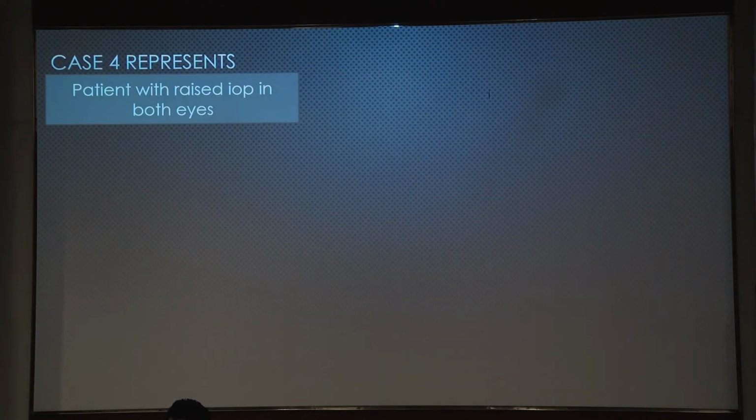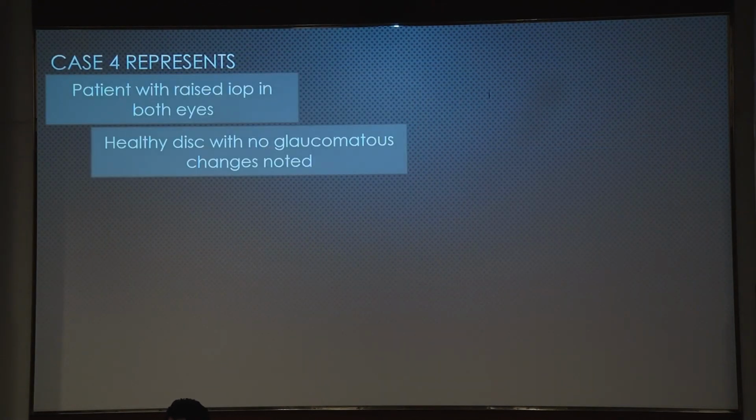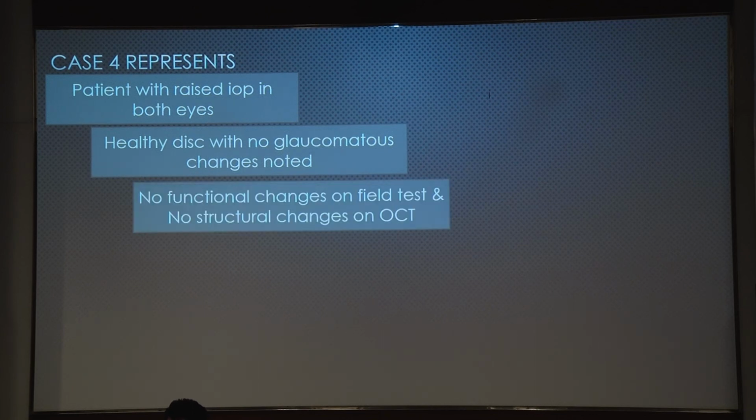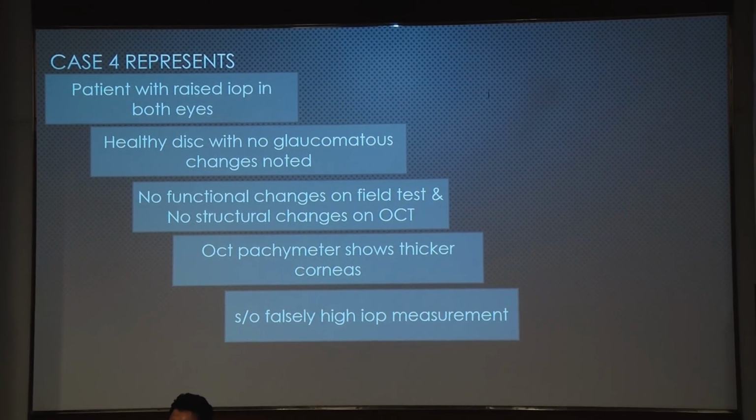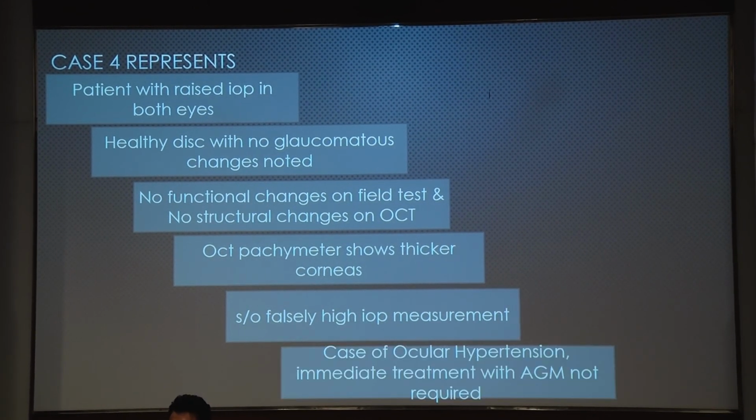So in this case, although there was a raised IOP, there was no glaucomatous change or a field change. And since the pachymetry showed that the corneas were slightly thicker, it was just a falsely high IOP measurement. And this case was an ocular hypertension case, and we did not need to start treatment immediately and just follow up the patient.